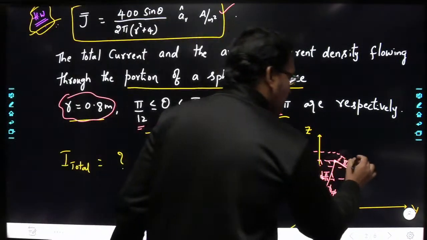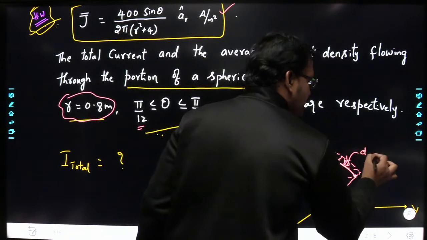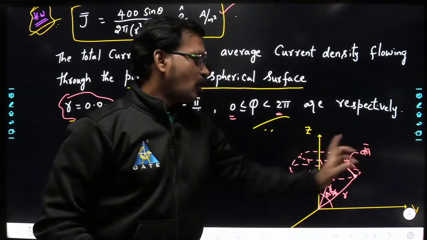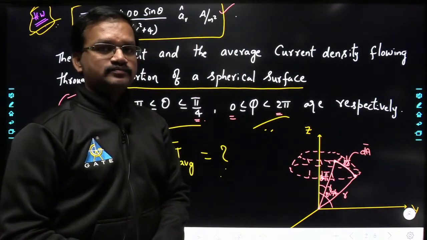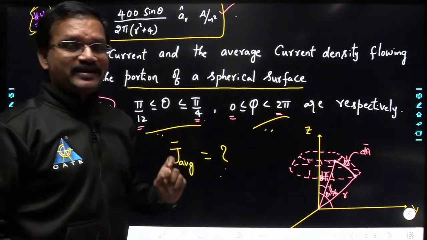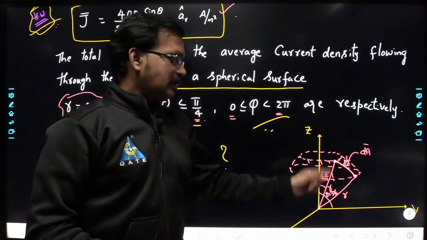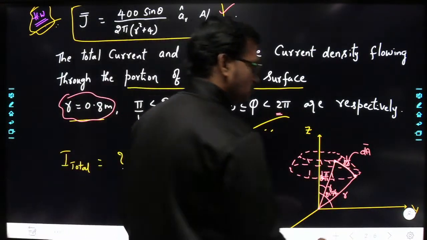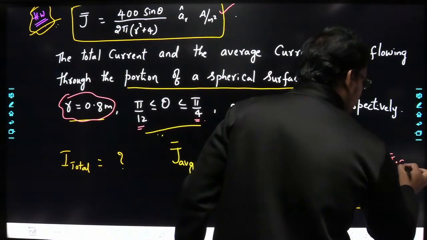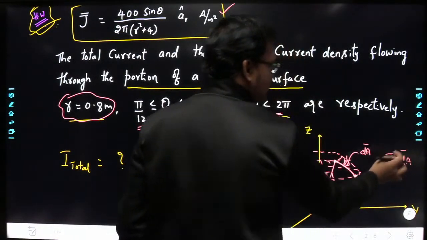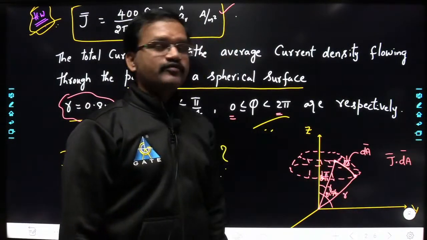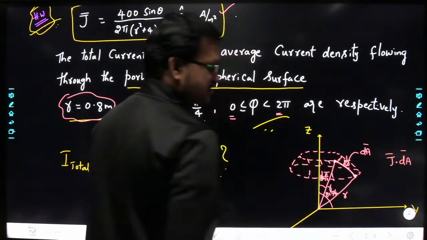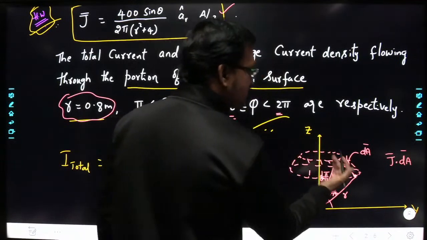Now if I consider a small differential area dA bar on this surface, what is the current that is going to penetrate over it? Z bar is the current penetrating per unit area, so the current through this small differential area is nothing but Z bar dot dA bar. Now if I want the total current flowing through this surface, I have to integrate throughout this surface.